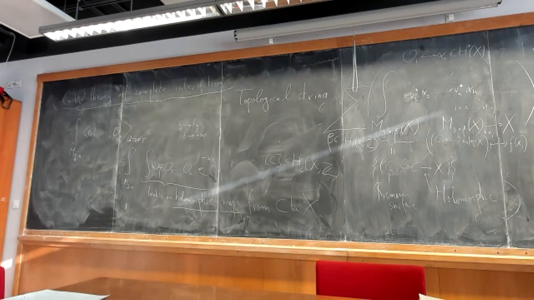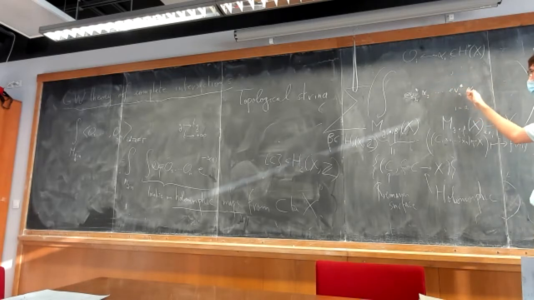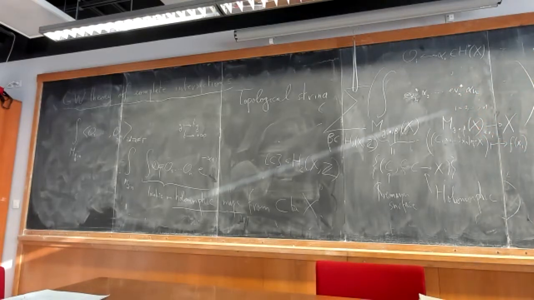Of complex dimension: the complex dimension of X times (1 minus g), plus the integral against beta of the first Chern class of the tangent bundle of X. And so indeed, if you want to get a non-zero number, we need the sum of the degrees of these cohomology classes alpha_i to be exactly equal to this quantity.